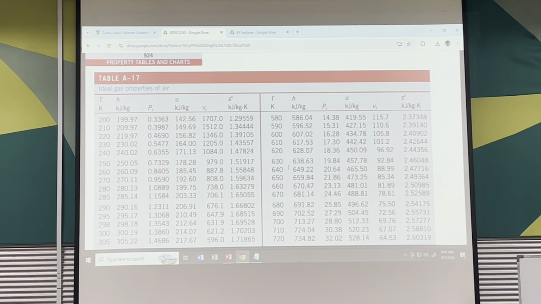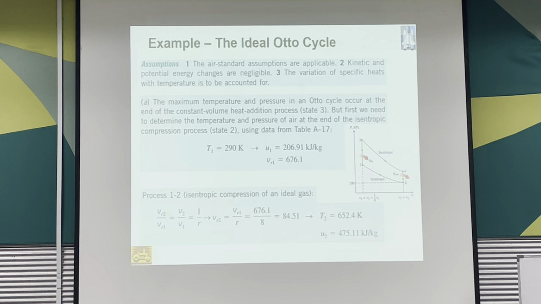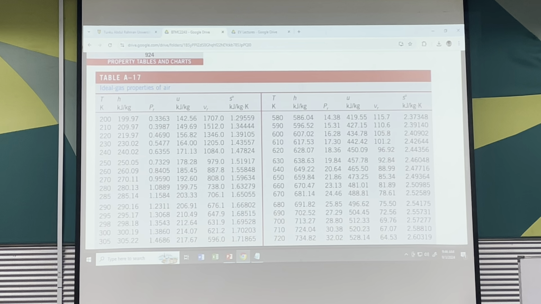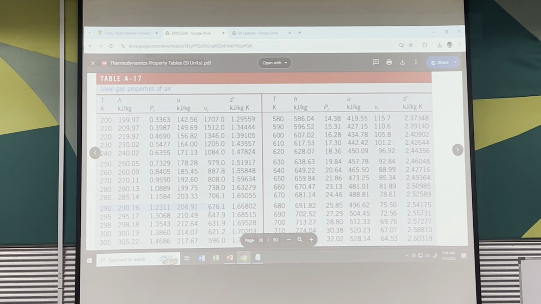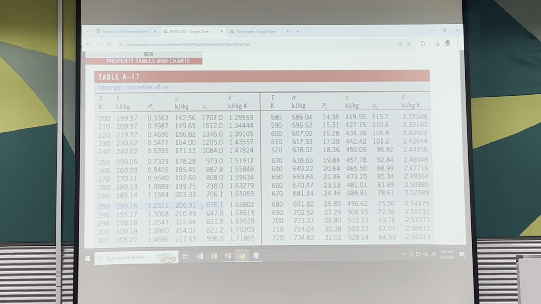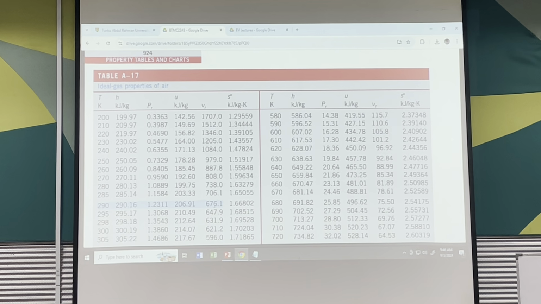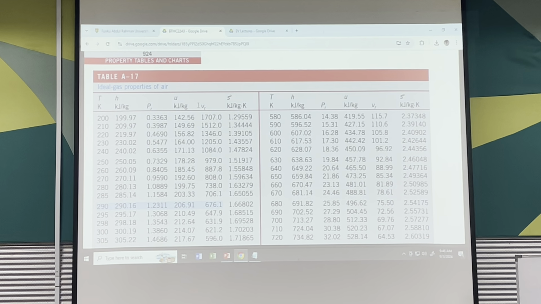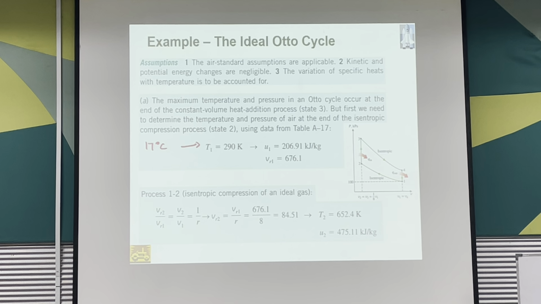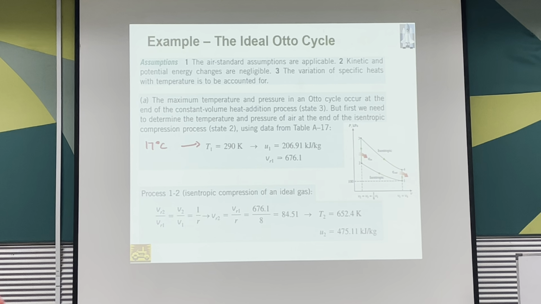So we go back to the lecture notes first. For state 1, we know that it is 17 degrees Celsius, which gives 290 Kelvin. Very straightforward: you come to this table, look at 290, and get u. While you take down the u value, you also note down 676.1, which is the vr value. So using data from table A17, you note down the u1 value and the vr1 value.